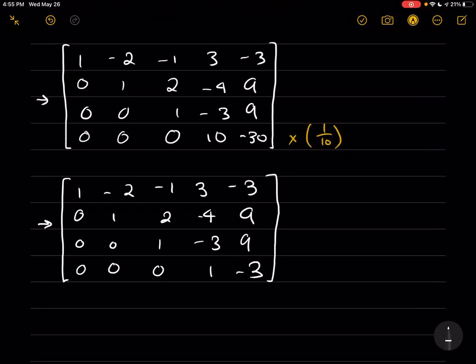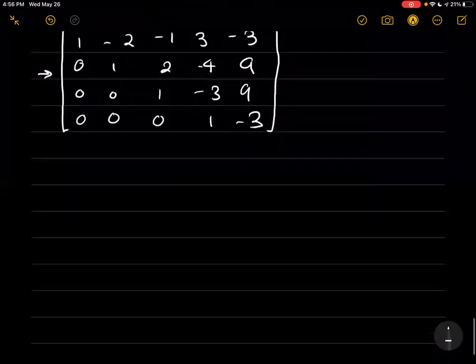Now you could go ahead and translate it back into a system and back substitute if that is what you'd like to do. I'm going to go ahead and keep going with finding the reduced row echelon form, just so you have another example of what that looks like and how it's done.